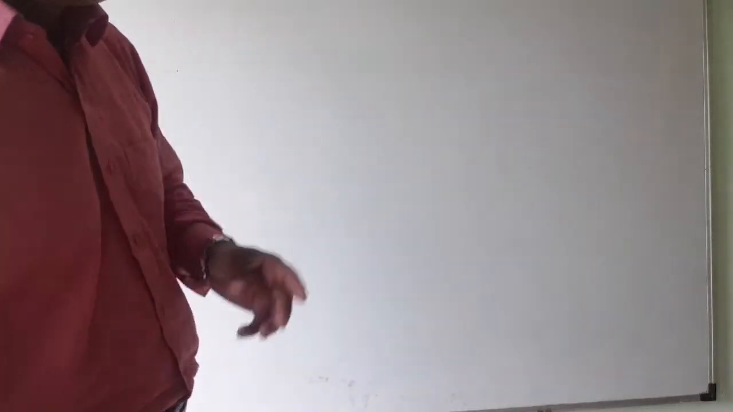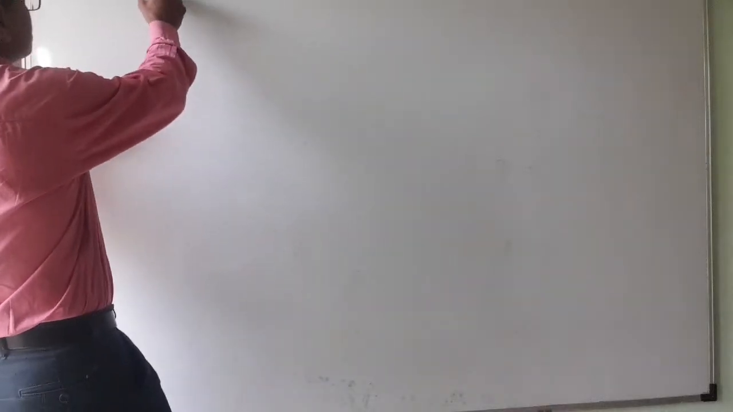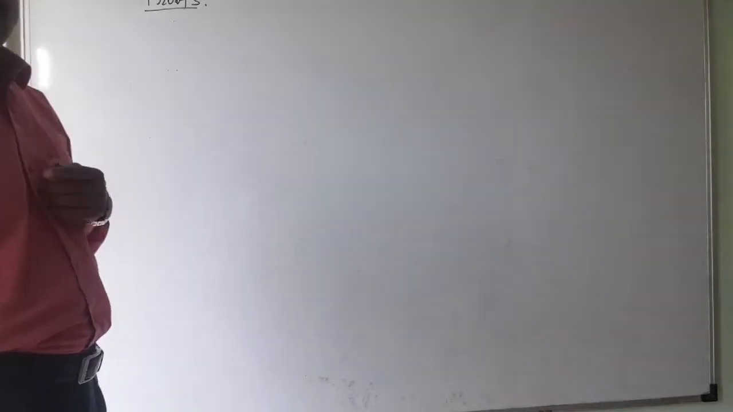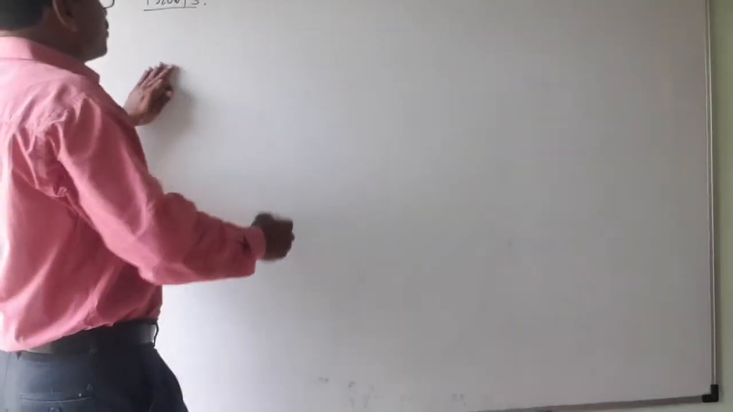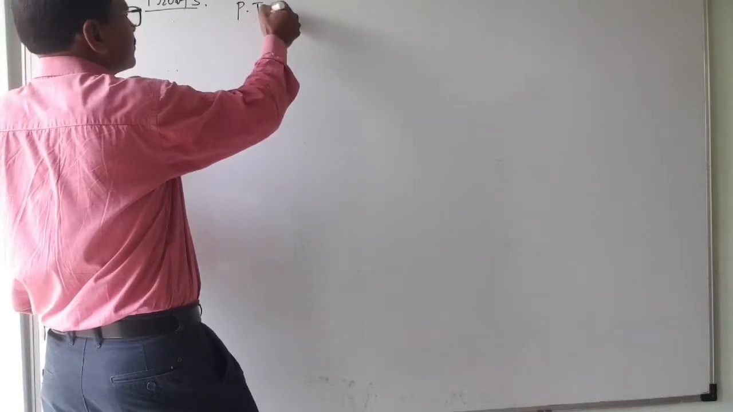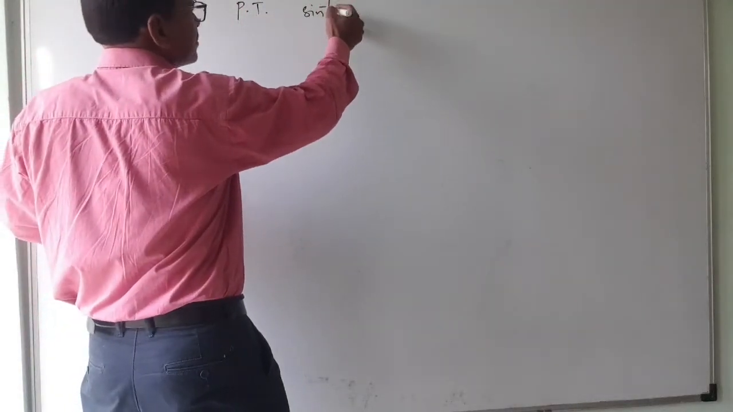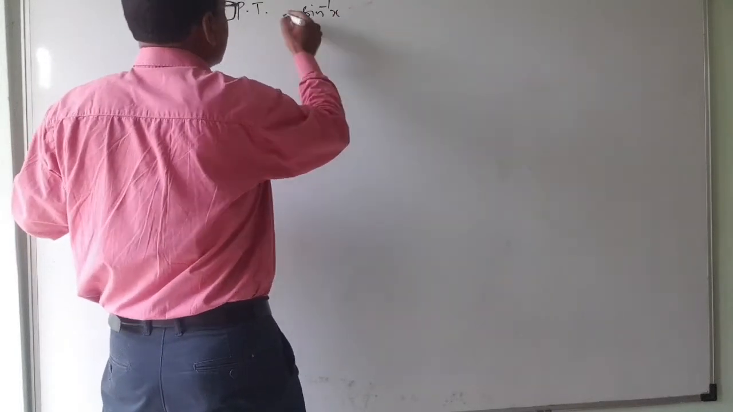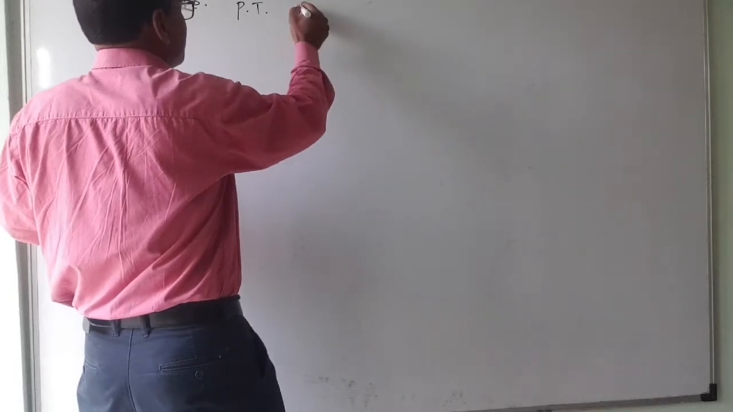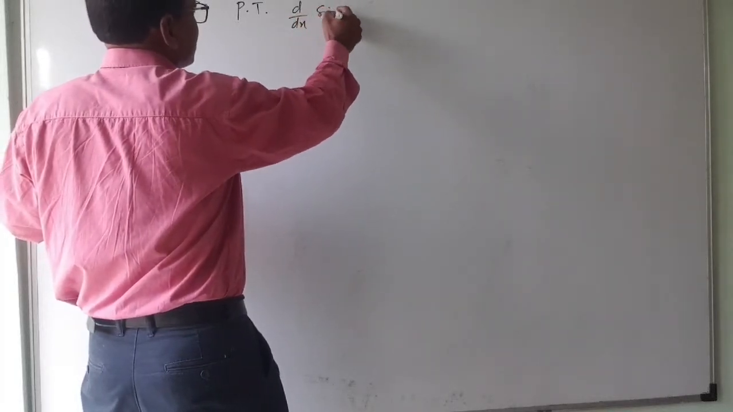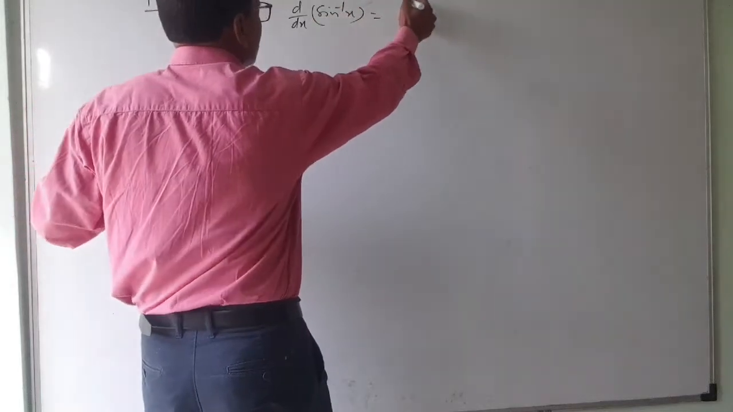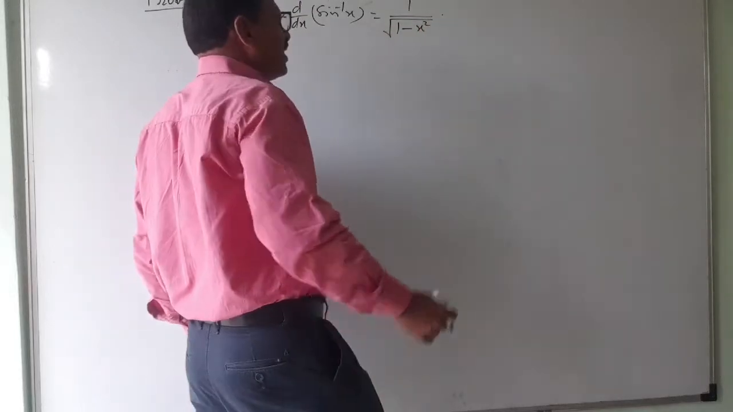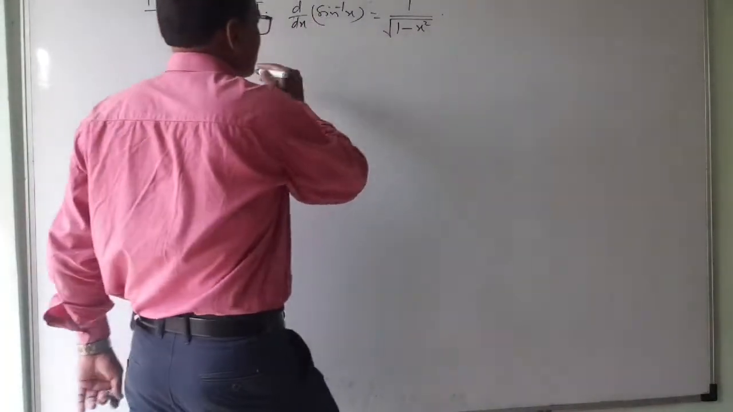I will show you two proofs. Proofs for 2 marks may be asked or may not be asked, but generally we should know how to prove that d by dx of sine inverse x is equal to 1 upon root of 1 minus x square. This we have to show, and this is y equal to.